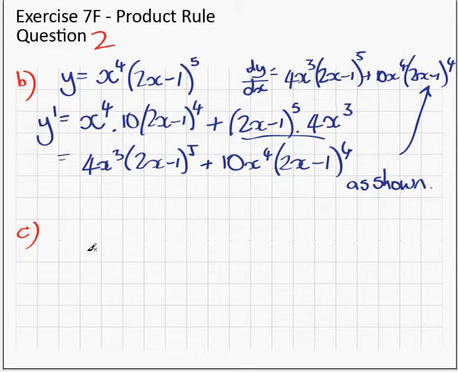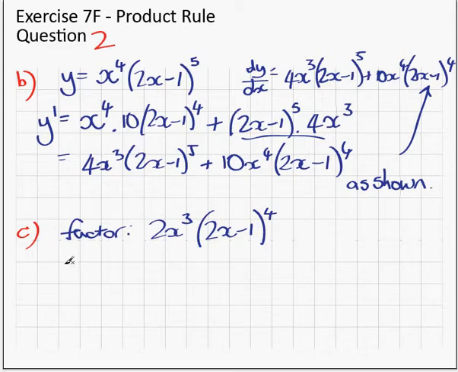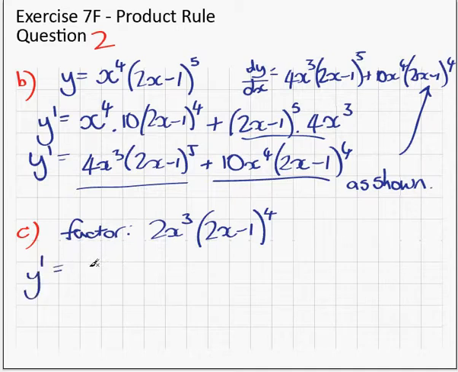Part C says then to take out a common factor, and then they're actually telling us the factor. Factorising can be difficult. So they're saying to take out the factor of 2x cubed, (2x minus 1) to the power 4. So here is my derivative. I need to take this out of both terms. So my y dash will become taking out 2x cubed and (2x minus 1) to the 4th.